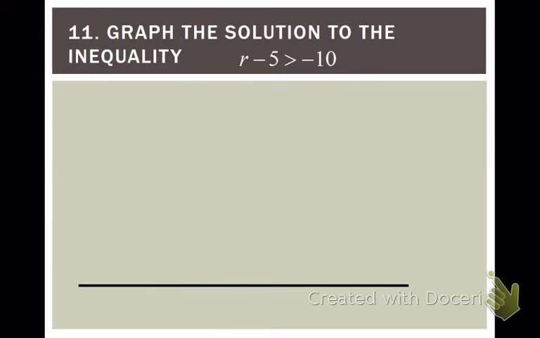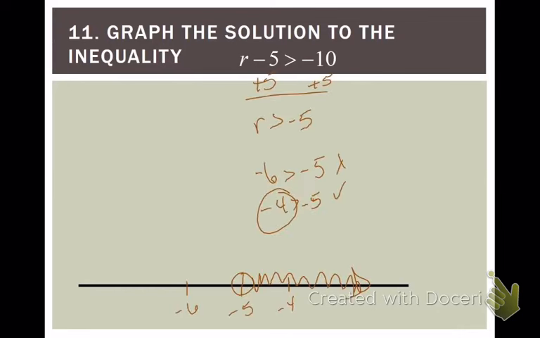All right, try this one. Stop the video, start it back up, and see if you're right. Did you get this? Right? Add 5 to both sides. So r is greater than -5.